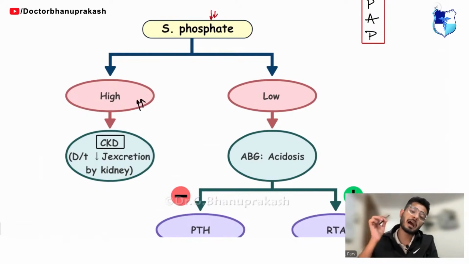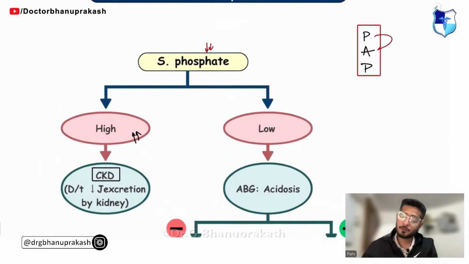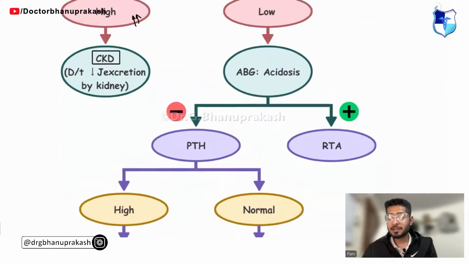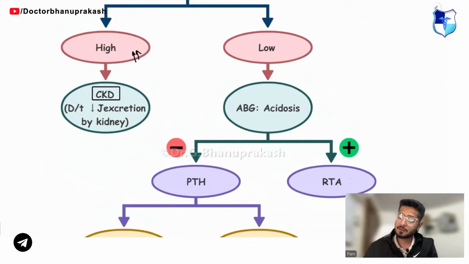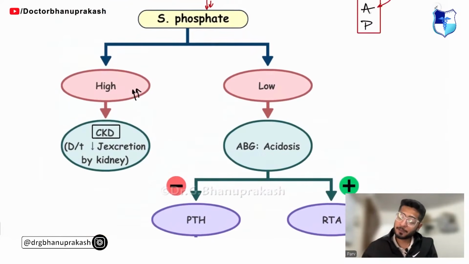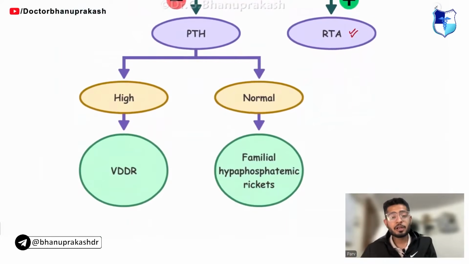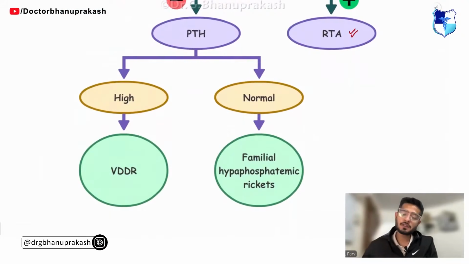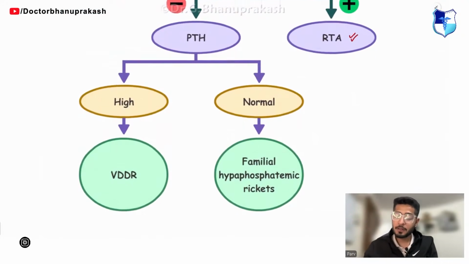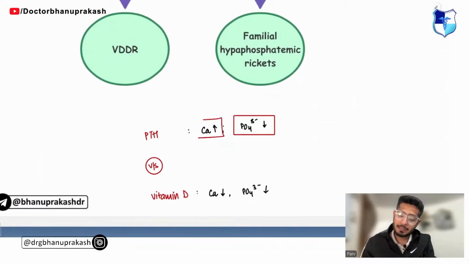So a rickets with high phosphate is CKD, but if it is low, then you have to go to the second option, that is acidosis. If acidosis is positive, this is renal tubular acidosis. And if the acidosis is not there, then we have to go for P. What is P? P for parathyroid. What is the function of parathyroid? Parathyroid is responsible for decreasing the phosphate levels and increasing the calcium levels.